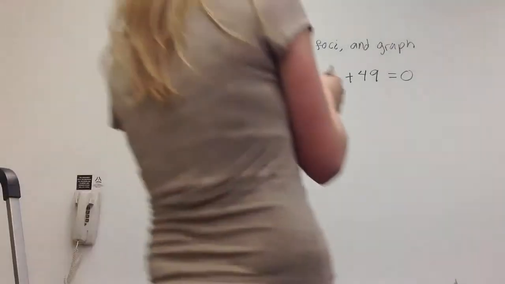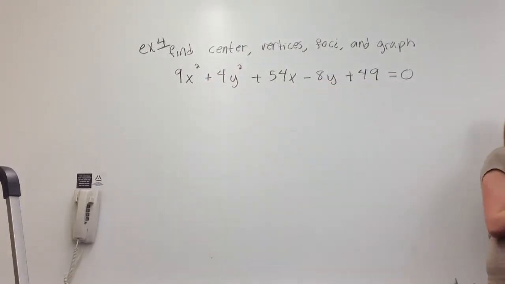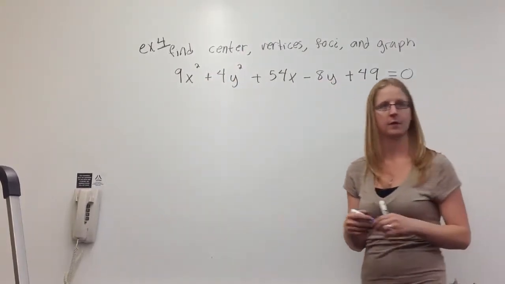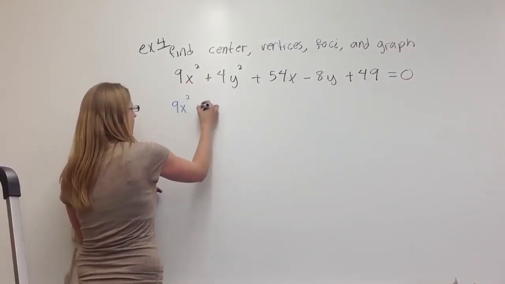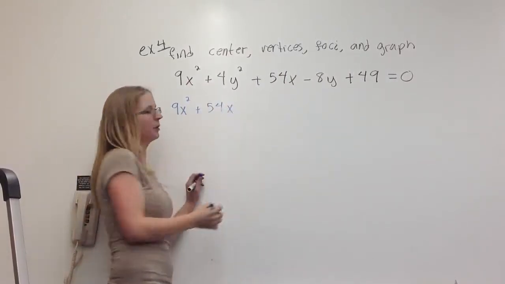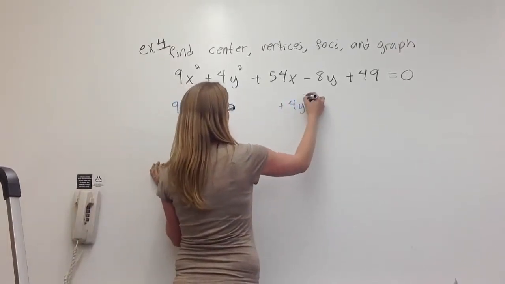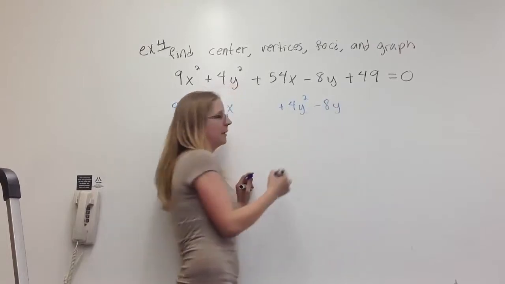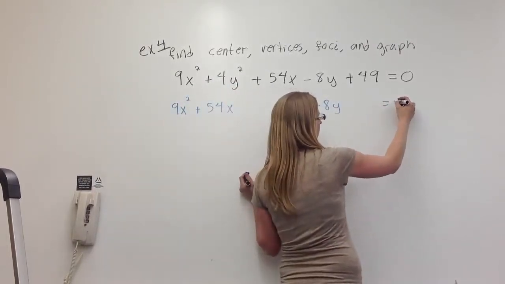So let me just do that. All the x's next to each other, and then all the y's next to each other, and then all the numbers on the other side. So rewrite this: 9x squared plus 54x. Does that put all the x's next to each other? And then I got plus 4y squared minus 8y. Does that put all of the y's next to each other? What about on the other side of the equal sign? What will I have?